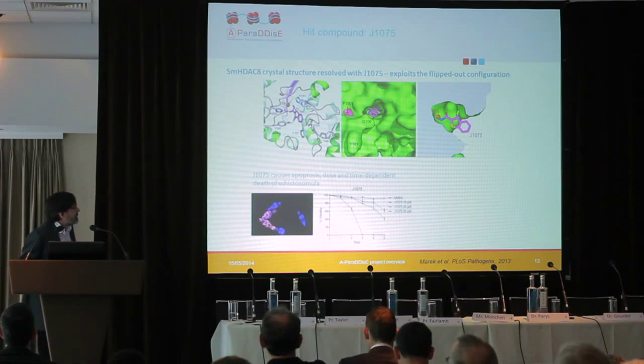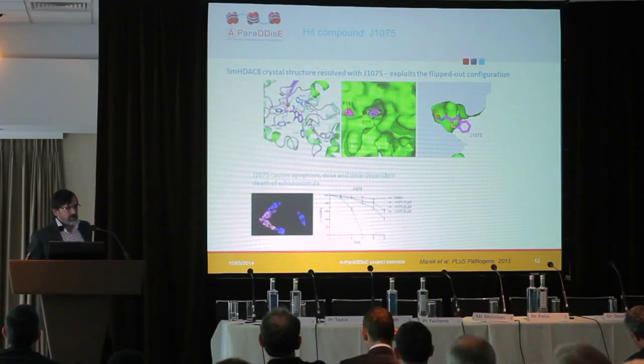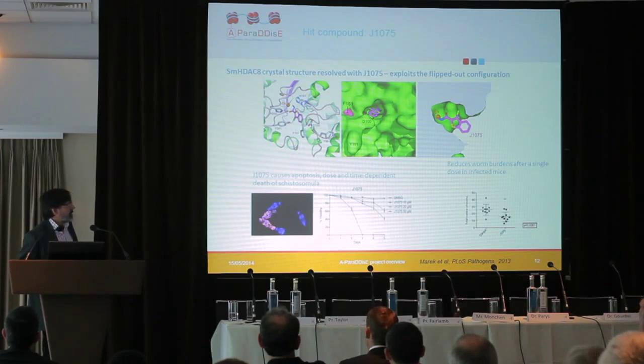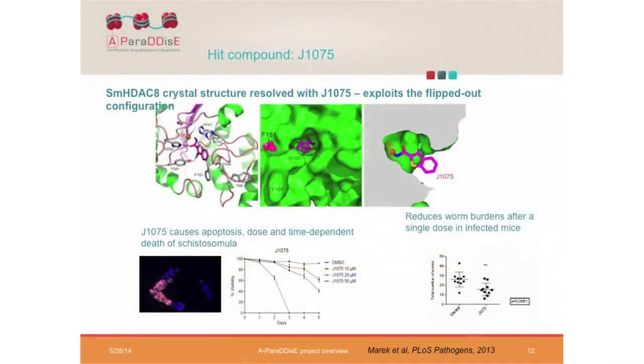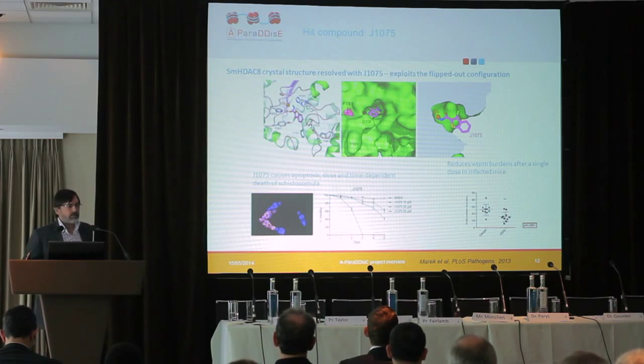J1075 was tested against schistosomes. We tested it against larvae in culture, and it causes dose and time-dependent death of schistosomula, the panel on the right. And this is seemingly due to induction of apoptosis, shown by TUNEL staining on the left. And we did some very preliminary in vivo studies using a single dose of this compound in infected mice, and it does produce a significant reduction in worm and egg burden. But this is not a compound or a series that we're moving forward with.